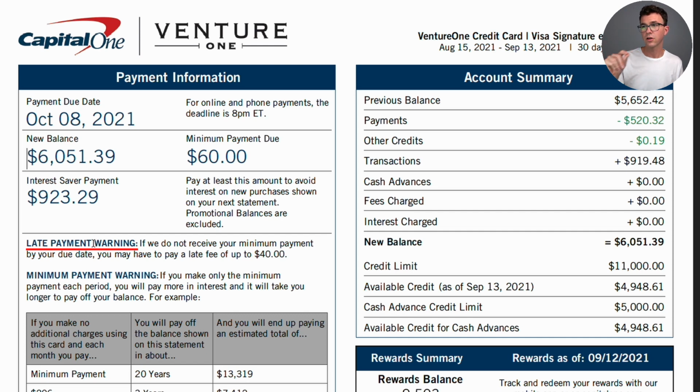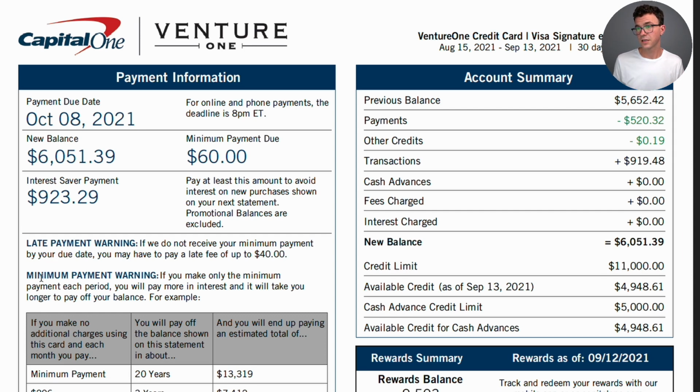Moving forward, what I mentioned before, the late payment warning. If I do not call them or set up an online payment before 8 p.m. on October 8th, I will be charged a late fee of $40. If for some reason you forgot to make a payment, say you paid on October 9th or 10th, and you've never had a late fee, I'd recommend calling your bank, apologizing, saying it'll never happen again. You're going to set up auto pay, and there's a good chance that they'll remove that late fee. If it happens several times, they're not going to be able to do it though.